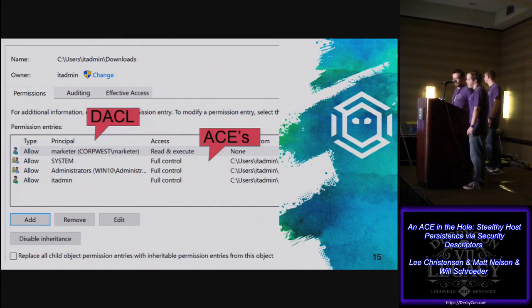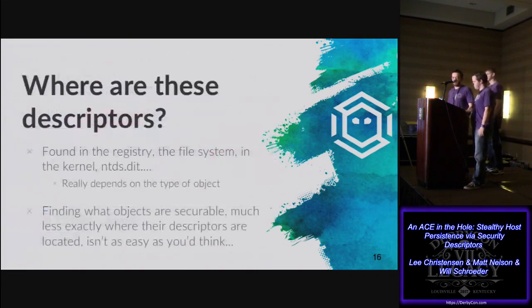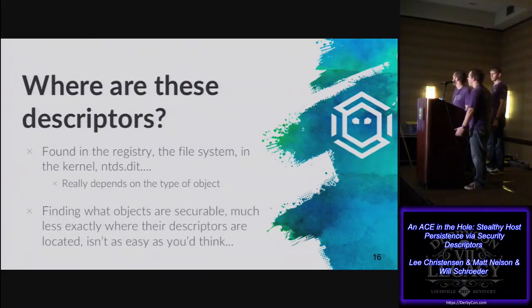So this is how most people are familiar with seeing it on Windows. If you right-click on a file, for example, this is a folder, you can see up there at the top, the IT admin is the owner. He can do anything to that object he would like. The DACL is under the permission entries section. That's a list of ACEs, and the ACEs specify what those specific principals, those trustees, can do. So in this picture, the marketer, for example, has an ACE that allows reading and executing in that folder.